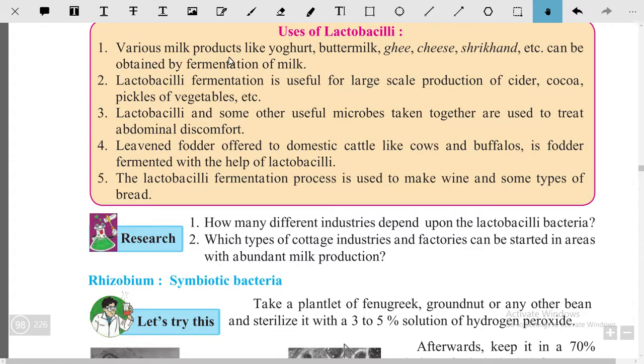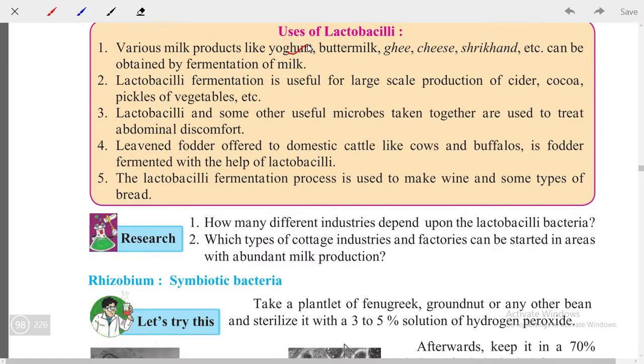Various milk products like yogurt, buttermilk, ghee, cheese, shrikhand etc. can be obtained by fermentation of milk. Okay, the second use of lactobacilli.